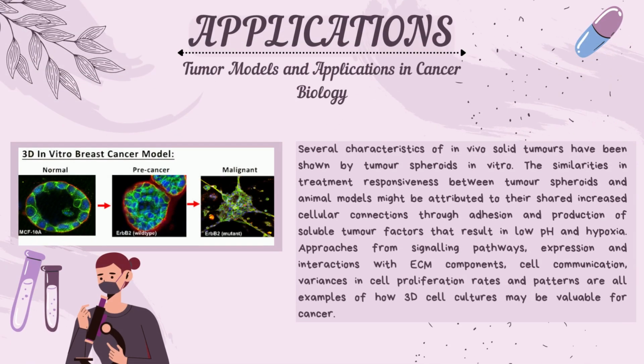Next, the applications for 3D cell culture are tumor models and application in cancer biology. Several characteristics of in vivo solid tumors have been shown by tumor spheroids in vitro. These similarities in treatment responsiveness between tumor spheroids and animal models might be attributed to their shared increased cellular connection through adhesion and production of soluble tumor factors that result in a low pH and hypoxia. Approaches from signaling pathways, expression, and interactions with ECM components, cell communications, variances, and cell proliferation rates and patterns are all examples of how 3D cell cultures may be valuable for cancer.